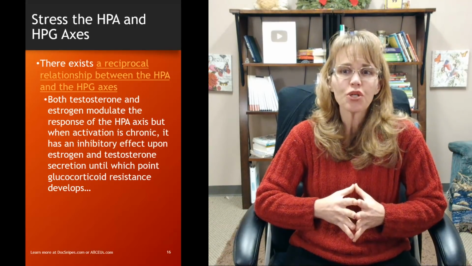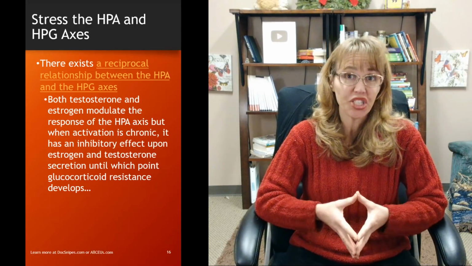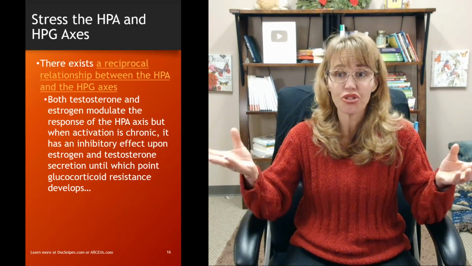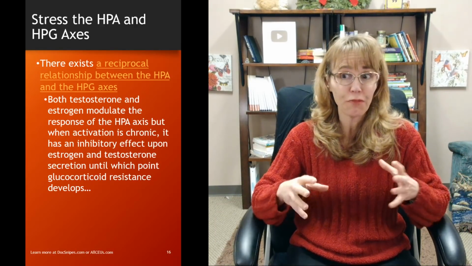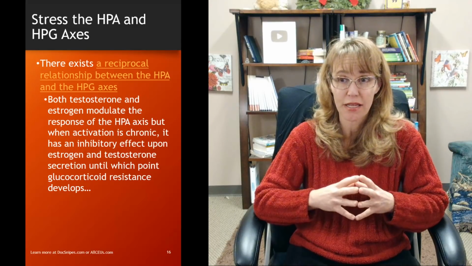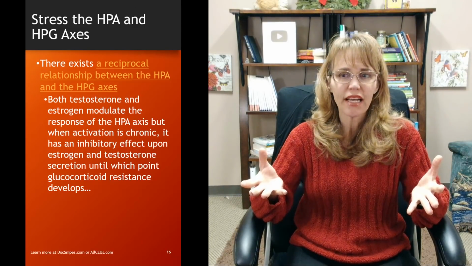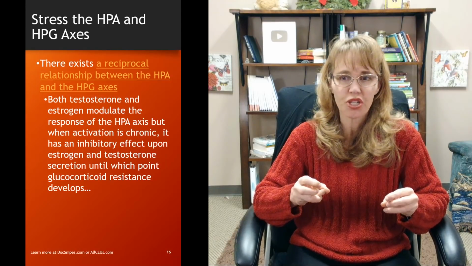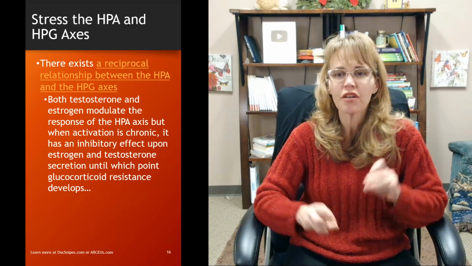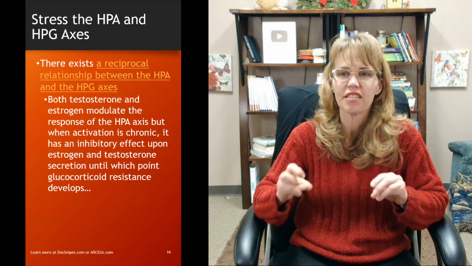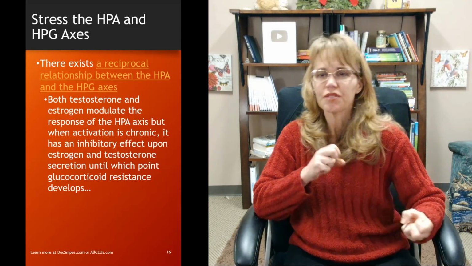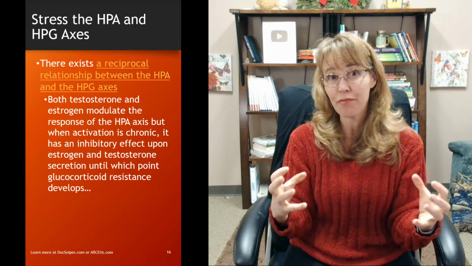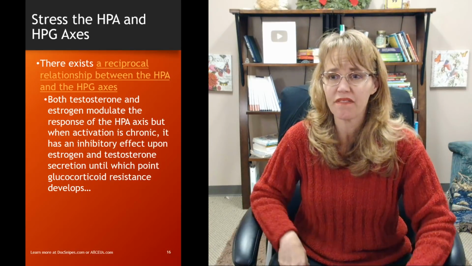There is a reciprocal relationship between the HPG and the HPA axes. Both testosterone and estrogen modulate the response of the HPA axis, or the stress response system, but when activation is chronic, it has an inhibitory effect upon estrogen and testosterone secretion, until which point glucocorticoid resistance develops. These things work in concert with one another to maintain balance and to maintain the integrity of the system.